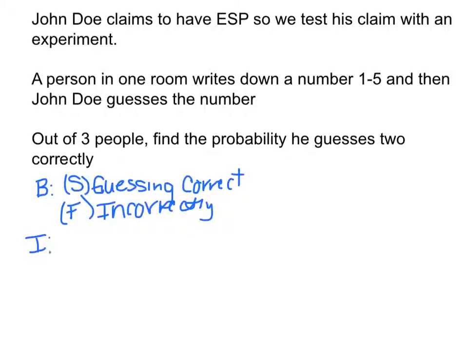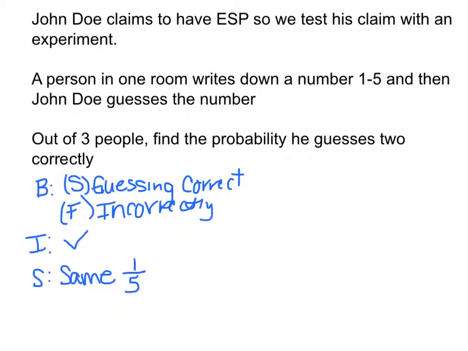I. Is this independent? Yes, this is independent because one guess does not rely on the previous guess. S. What is the same probability here? Well, if I have a number 1 through 5, he has a 1 in 5 chance of getting it correct. So let's use the formula to figure out what is the probability he guesses 2 correct.